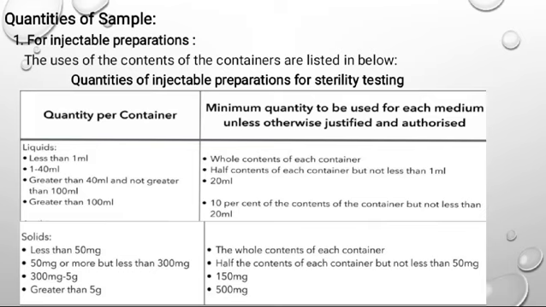Greater than 40 ml and not greater than 100 ml, 20 ml. Greater than 100 ml, 10% of the contents of the container but not less than 20 ml. For solids, less than 50 mg, the whole contents of each container. 50 mg or more but less than 300 mg, half the contents of each container but not less than 50 mg. 300 mg to 5 gram, 150 mg. Greater than 5 gram, 500 mg.